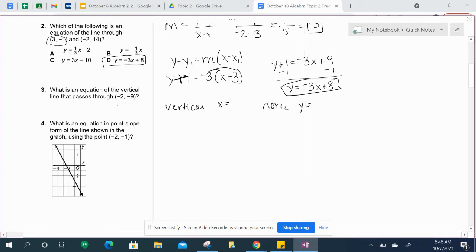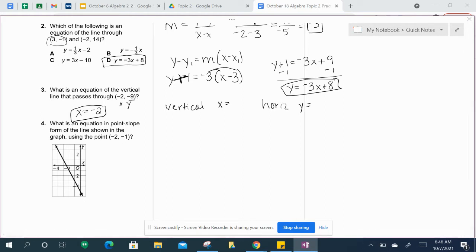Once I remember that, I just come over to my point and figure out which of these is the x. And remembering x comes before y in an ordered pair, I'm going to write the equation of x equals -2. If I was asked for a horizontal line through this same point, I know it's y equals, so then I would choose the y value, y equals -9.